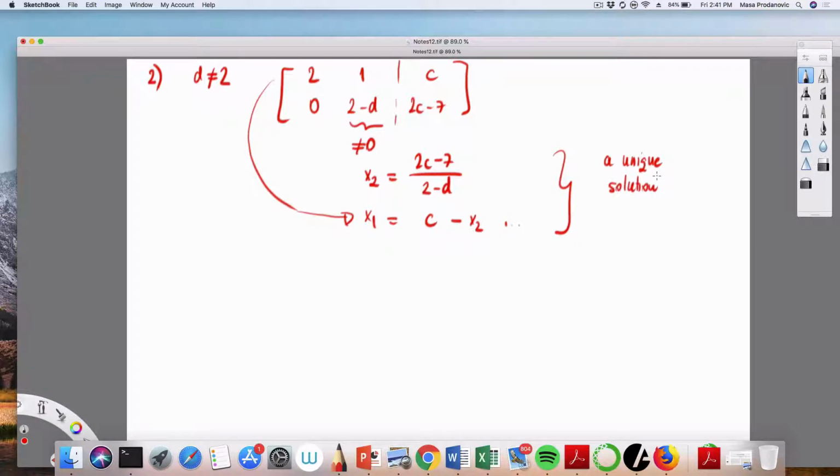So I have a unique solution. So you can see how based on different choices of C and D, you can have all 3 possible situations. No solution, infinitely many solutions, and unique solution.